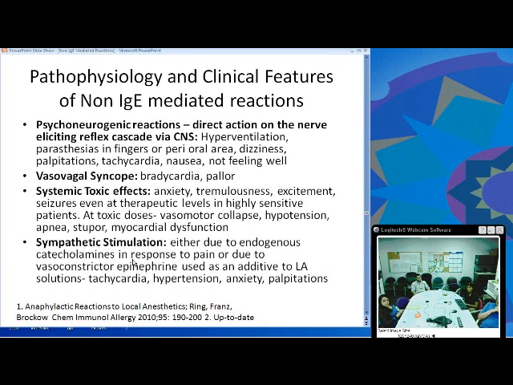Systemic toxic effects can actually occur at therapeutic levels too, though it's like a toxic level, but in a highly sensitive patient, it can be at therapeutic levels. And it would give anxiety, tremulousness, excitement, seizures. It can also cause vasomotor collapse, hypotension, apnea, stupor, myocardial dysfunction. Sympathetic stimulation can be from endogenous catecholamines in response to pain, or due to the epinephrine that was added to the local anesthetic solution. And it would give tachycardia, hypertension, anxiety, palpitations.